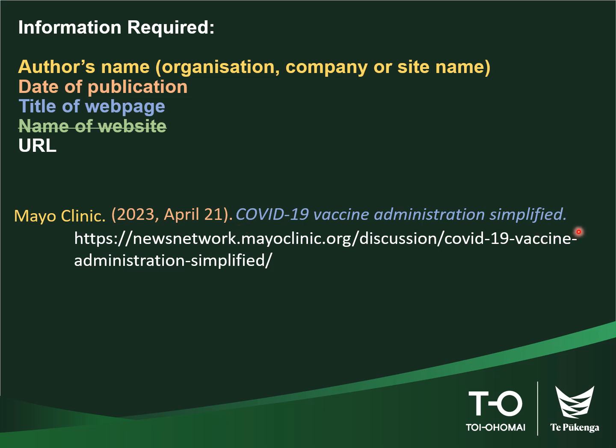Then comes a full stop and a space. This time, the name of the website is not necessary as it is already included in the author field. And in the end, we will include the web page URL. This is what our reference entry for a web page with no author looks like.